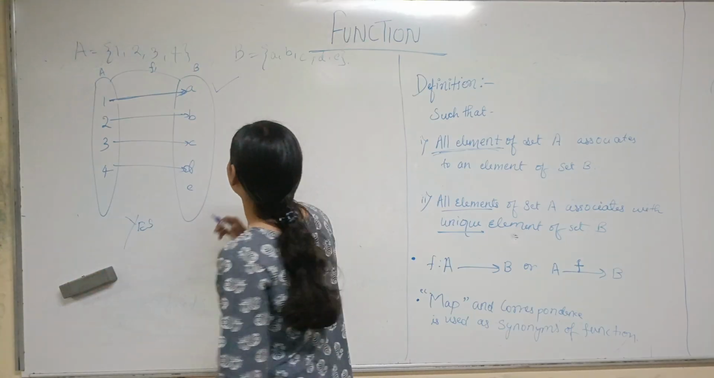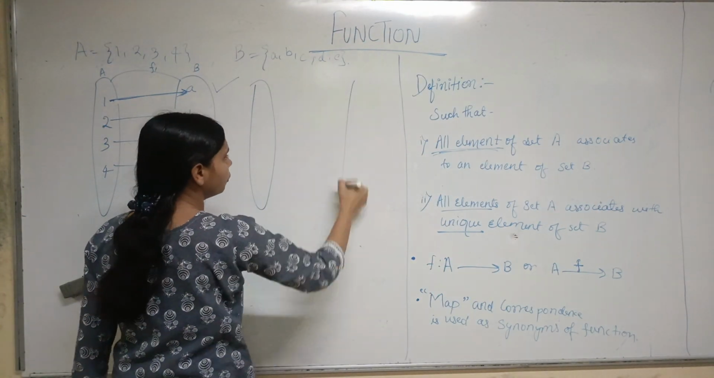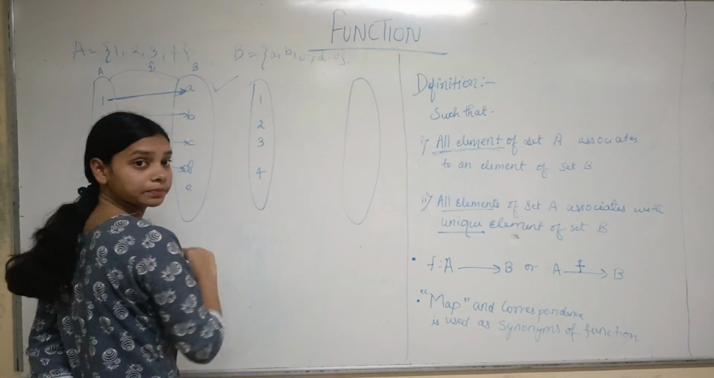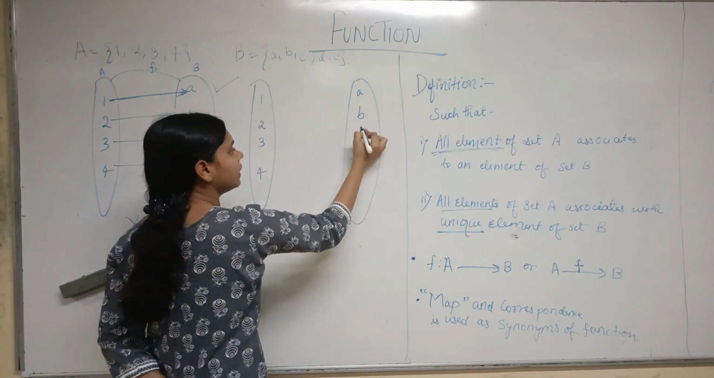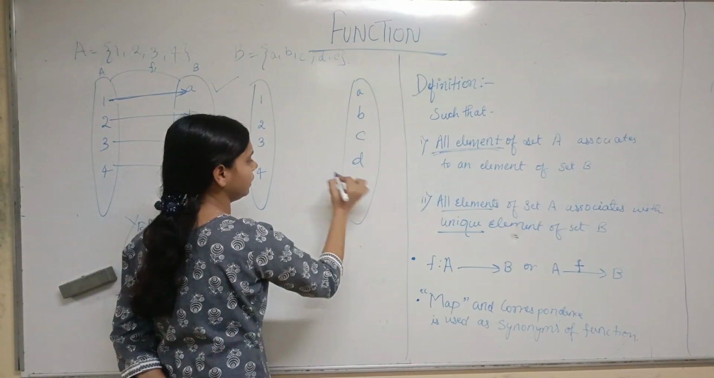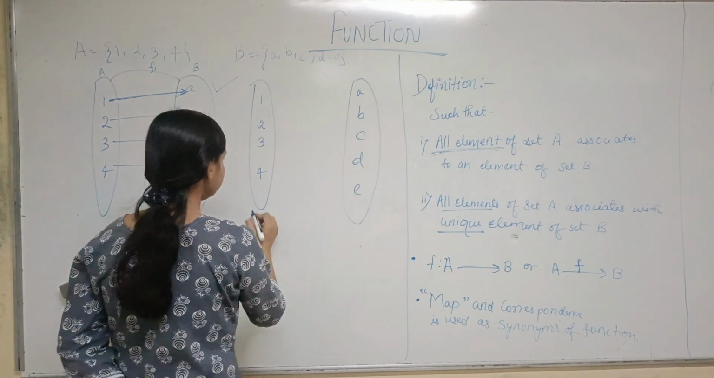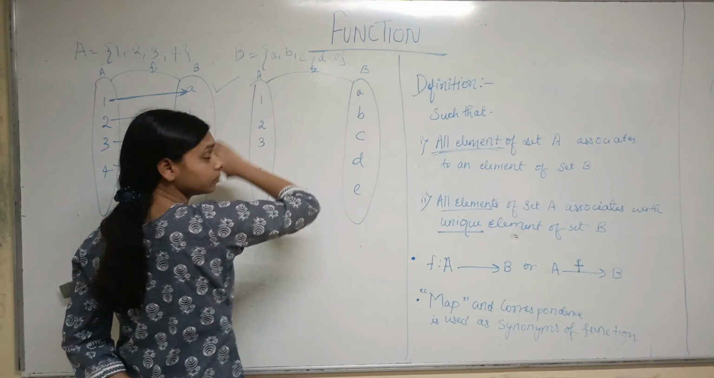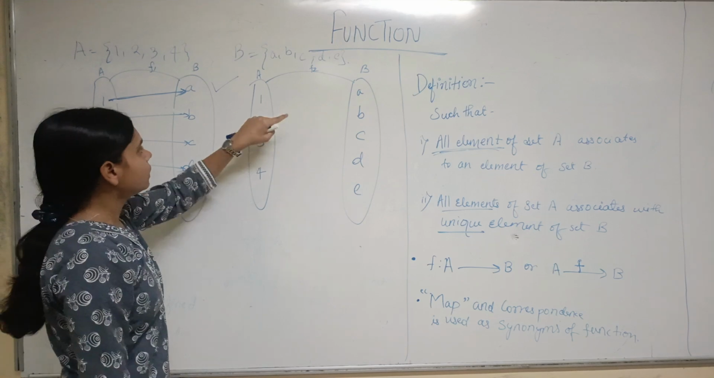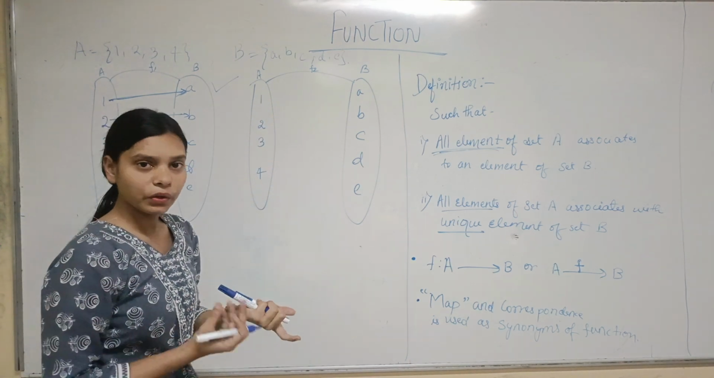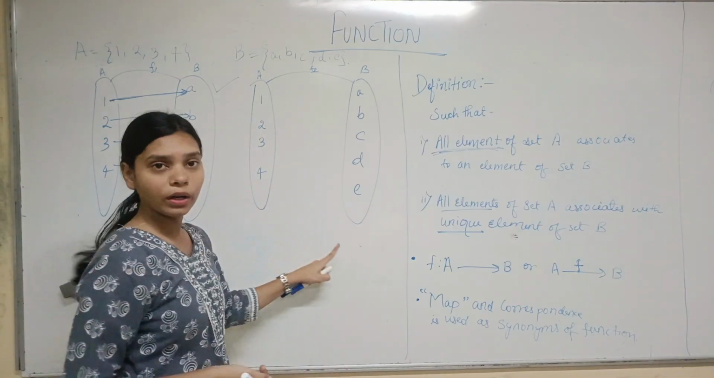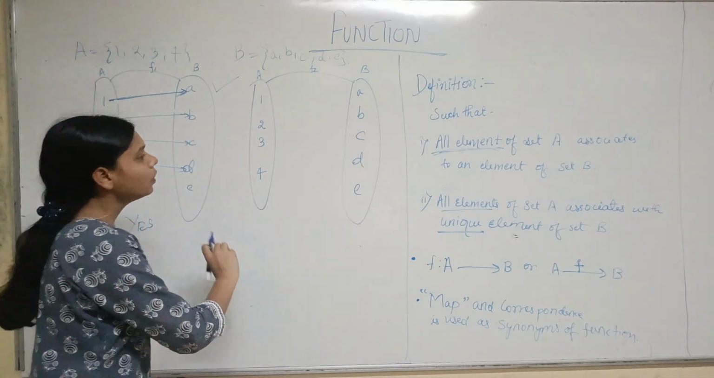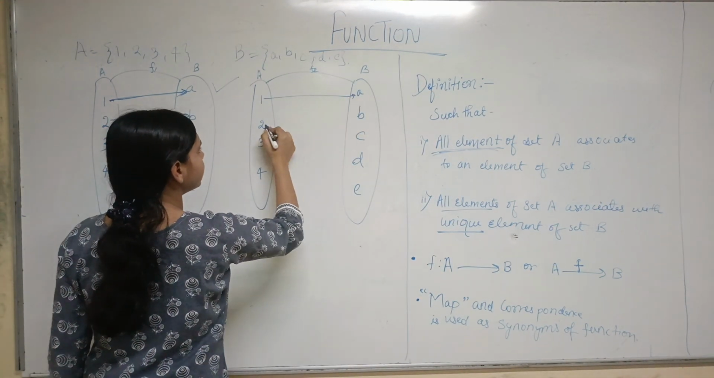Now similarly we can take another example, function F2. 1, 2, 3, 4 and A, B, C, D, E. This is set A and this is set B, and this is a rule F2. Are sets A and B non-empty or not? Exactly, they are non-empty sets, because there are 4 elements and 5 elements.